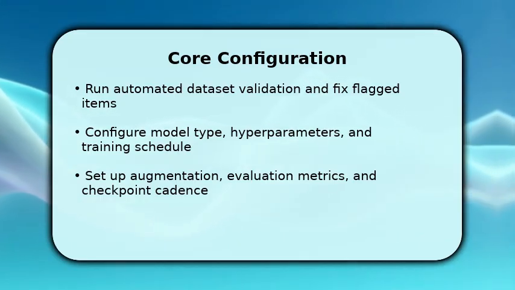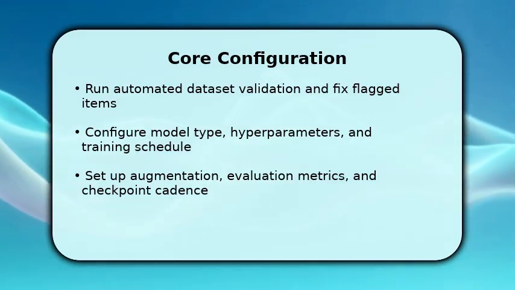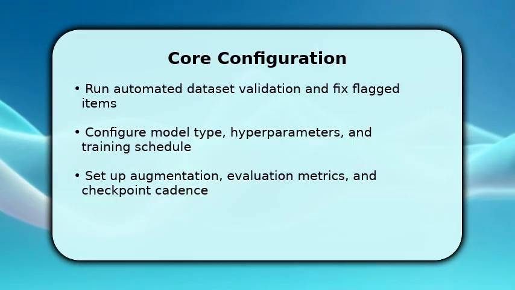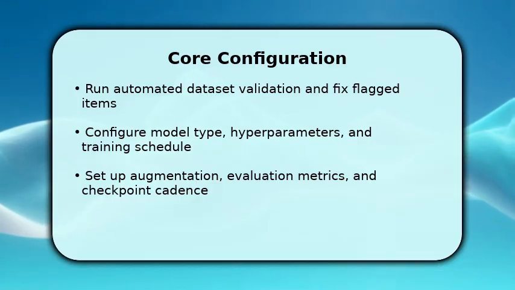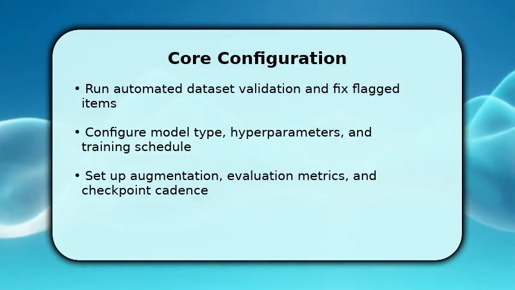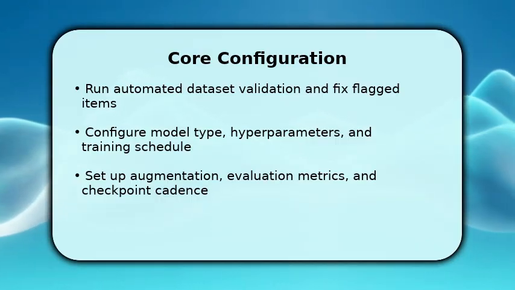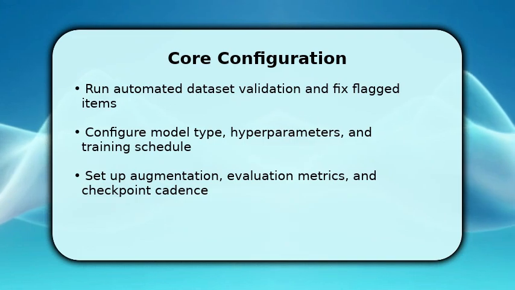Then select a model template and tune hyperparameters: learning rate, batch size, and epochs, explaining why lower LR stabilizes training. Configure augmentation to increase robustness and pick evaluation metrics that match your use case. Once configured, start a short test run to verify setup. If that succeeds, schedule full training with regular checkpoints so you can roll back if needed.